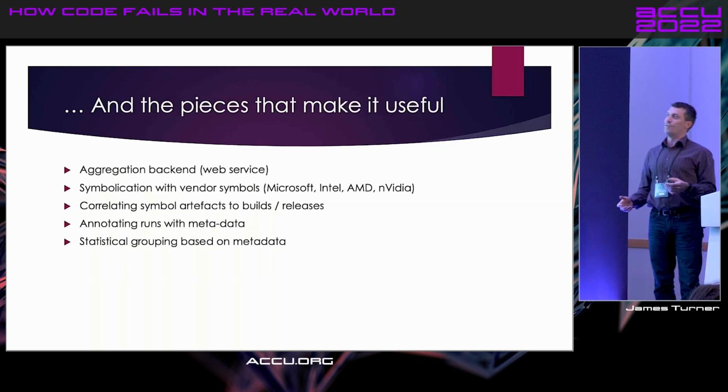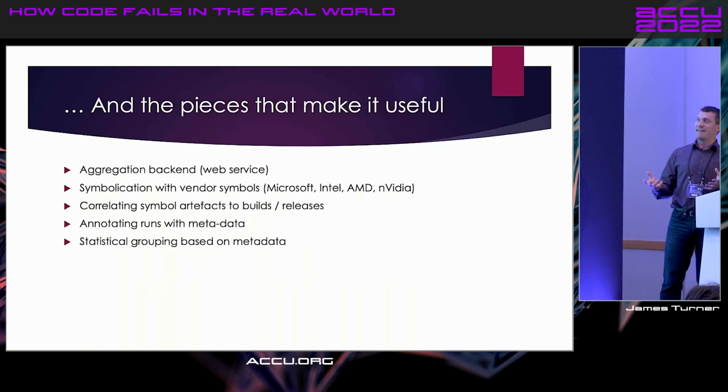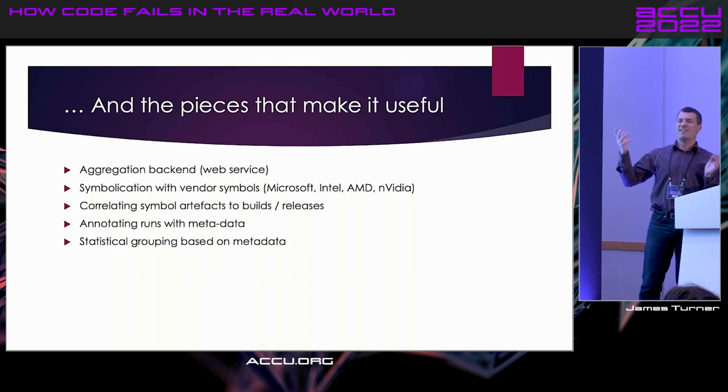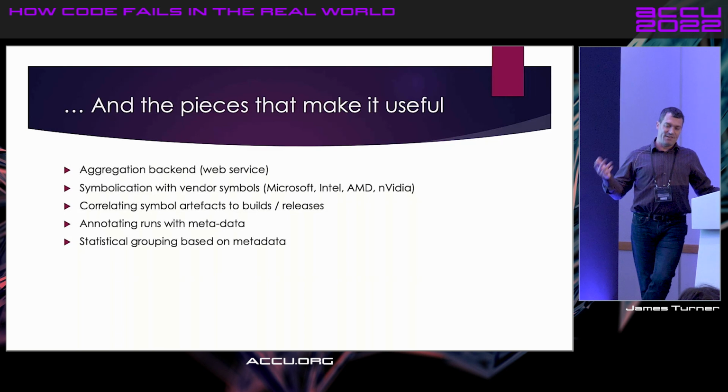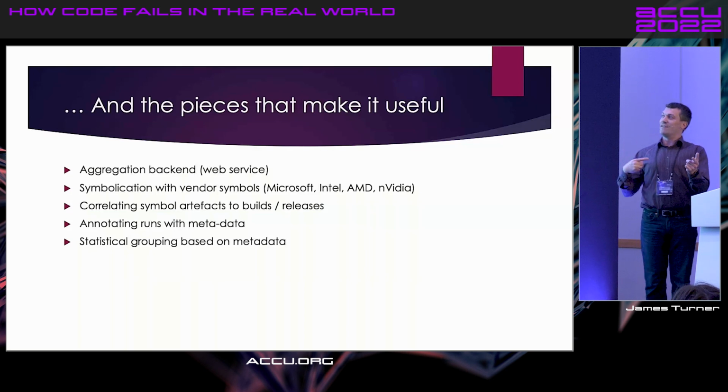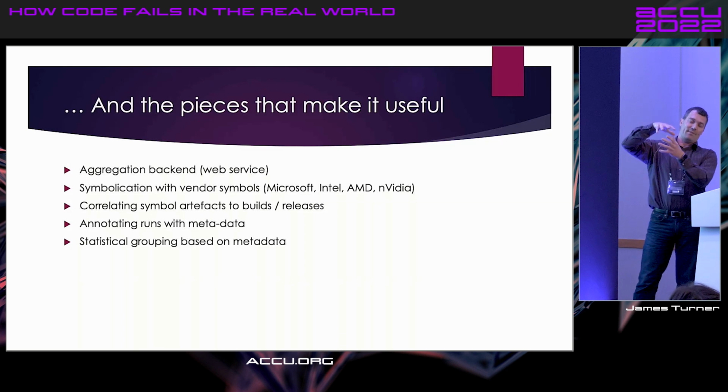The thing that makes it useful is some kind of aggregation backend, which doesn't have to be a web service, but in this era it probably is, which will receive those reports and then do some processing on them. The big bit of processing is called symbolication, where you take your symbols and match them to the build ID and then turn your minidump and addresses into an actual stack trace you can debug from.